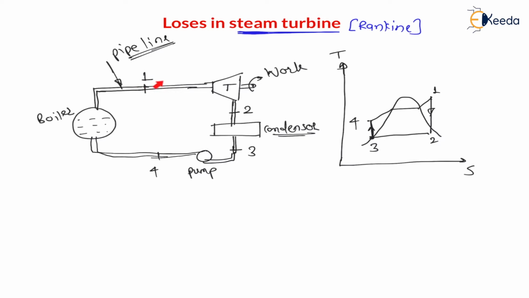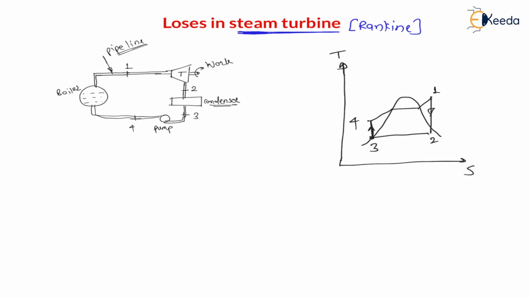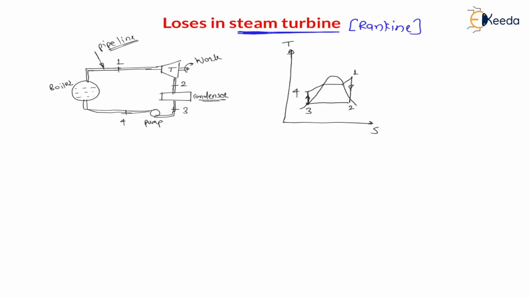Because of these two major losses, that is, first is pressure drop in the pipeline and second is heat loss in the pipeline, available energy as well as power output decreases. Hence these pipeline losses are considered as major losses. So in actual cycle, let us consider these pipeline losses also. Let us minimize these diagrams so that we can draw the actual diagram.